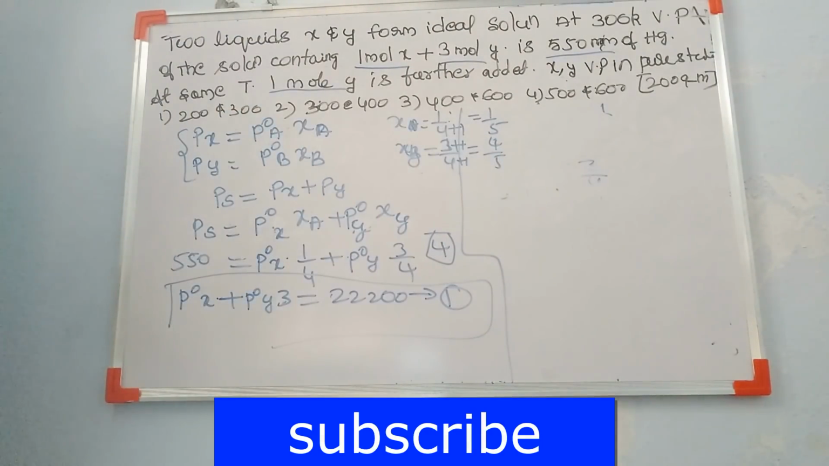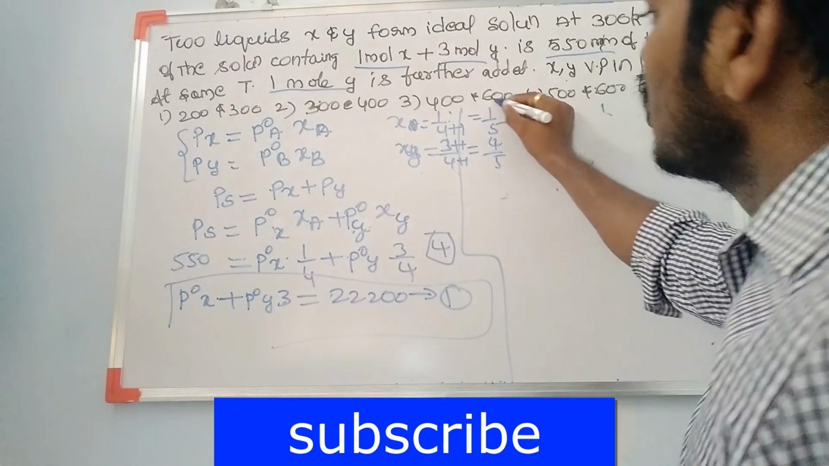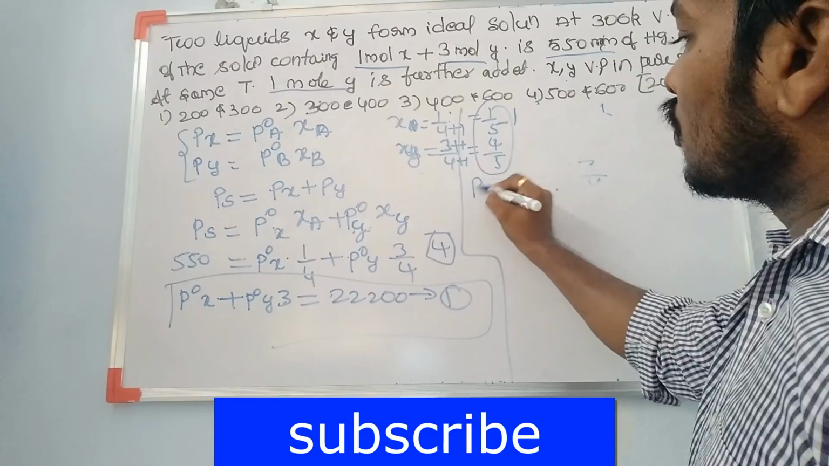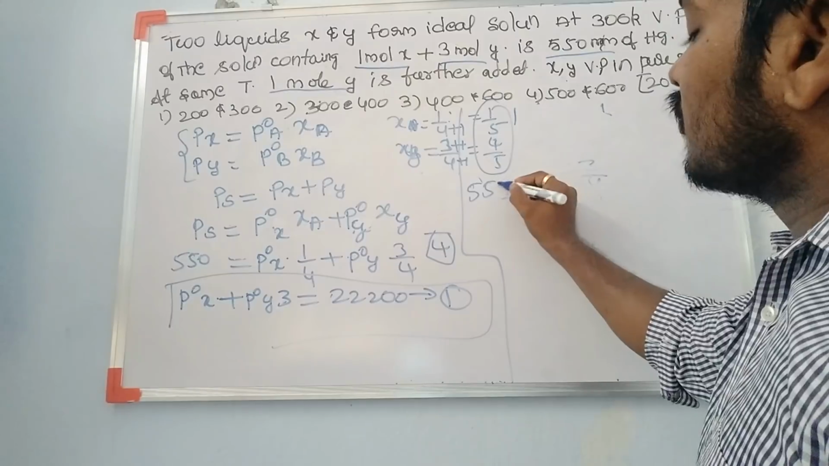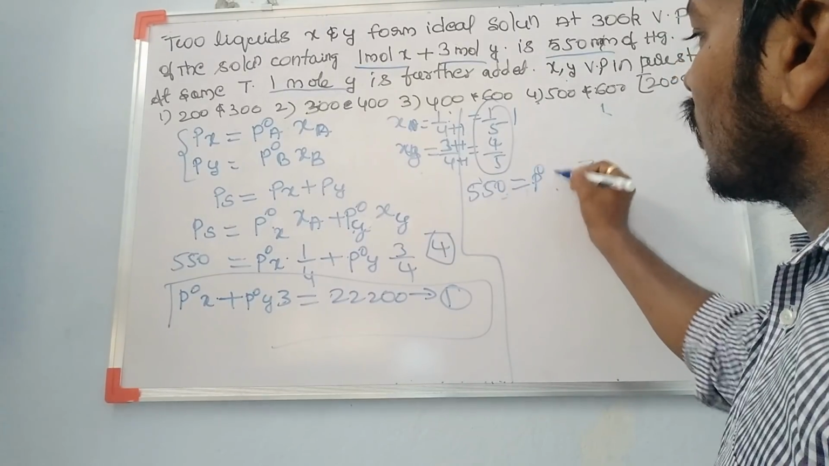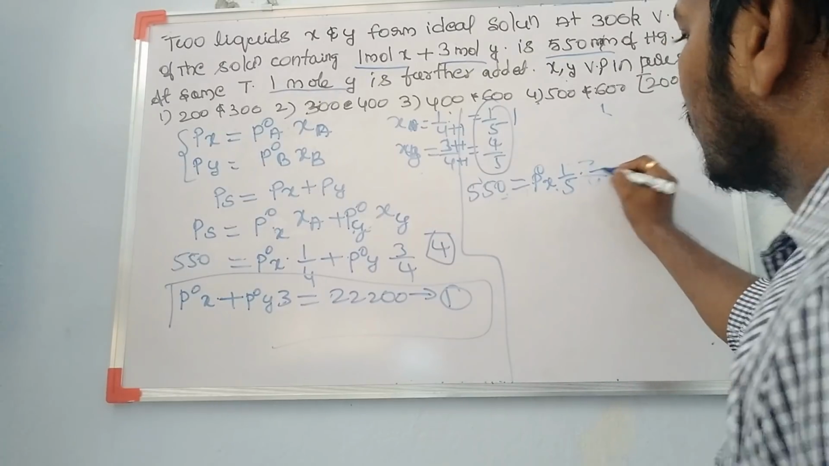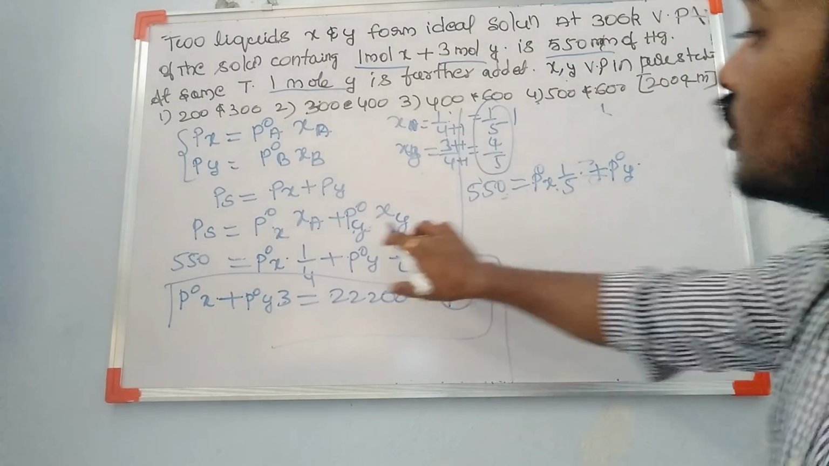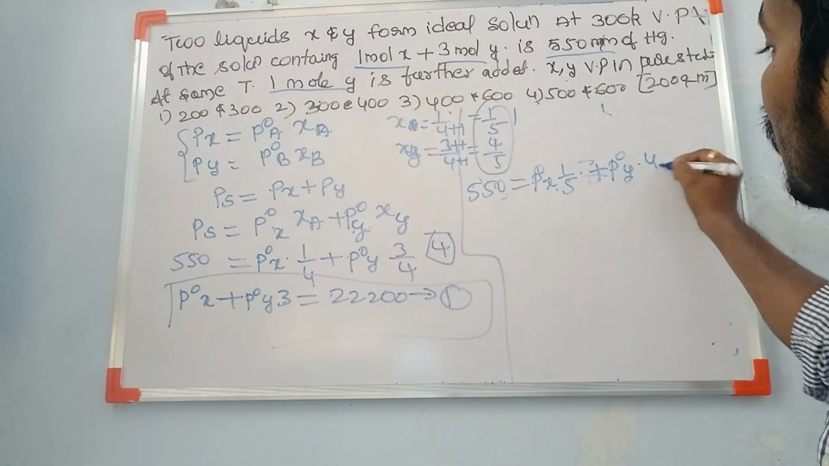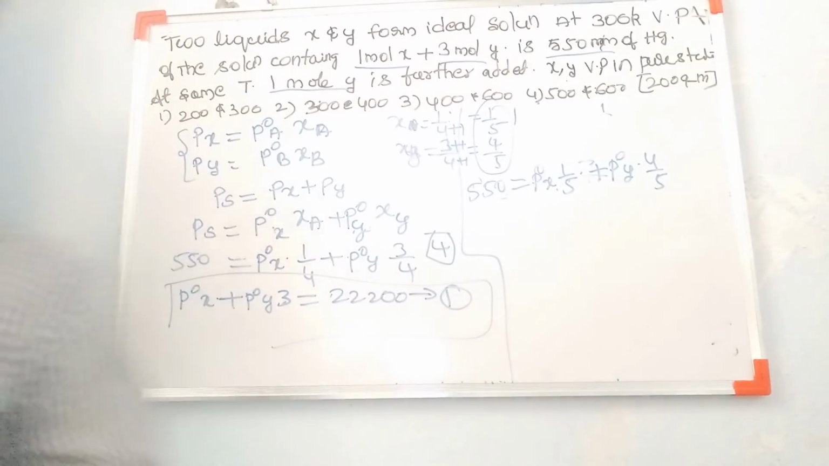The 1 mole extra I have added. So the equation is also the same here, we just added the 1 mole extra. So PS is equal to how much here? P = 550 is equal to P naught X, where XA is 1 by 5, plus P naught Y, where XB is 4 by 5. So the total equation we have to multiply with 5.